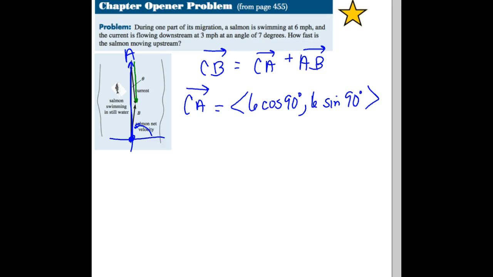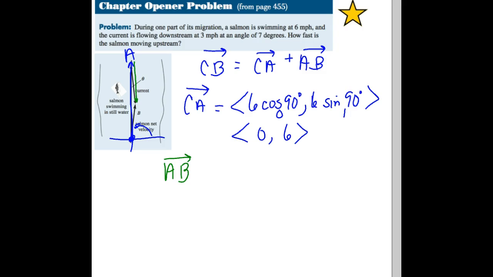But what is the cosine of 90 degrees? Think about our unit circle. What was the ordered pair at 90 degrees? 0, 1. So the cosine was 0 and the sine was 1. So the components for CA are really just 0, 6. There is no horizontal component because it's headed straight north. There's only a vertical component. We good with that? Okay, let's look at vector AB.